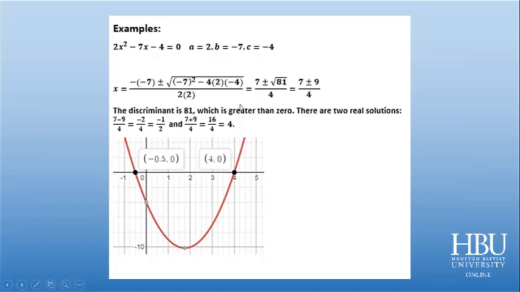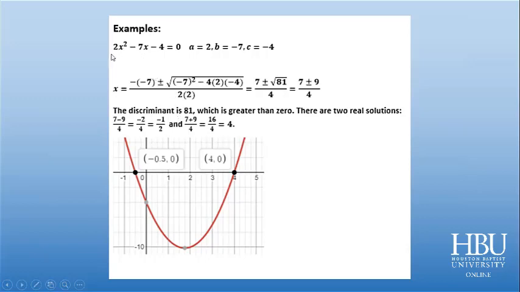And if you look at the expression under the square root sign and do the arithmetic, it works out to be positive 81 over 4. The square root of 81 is 9. So we have as our solution 7 plus 9 over 4 and 7 minus 9 over 4. 7 minus 9 over 4 is -2 over 4, or -1/2. 7 plus 9 over 4 is 16 over 4, which is 4. So the two solutions to this quadratic equation are -1/2 and positive 4.